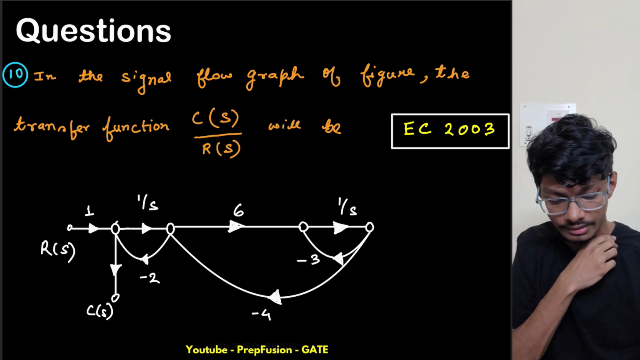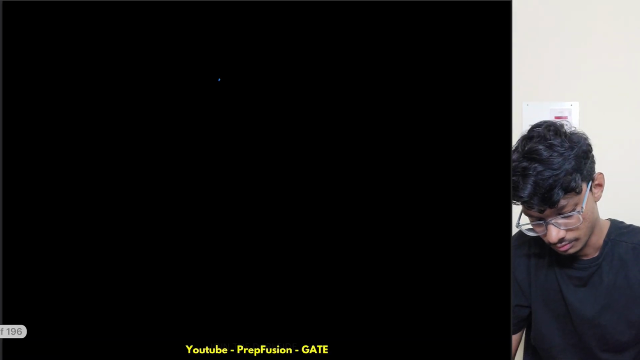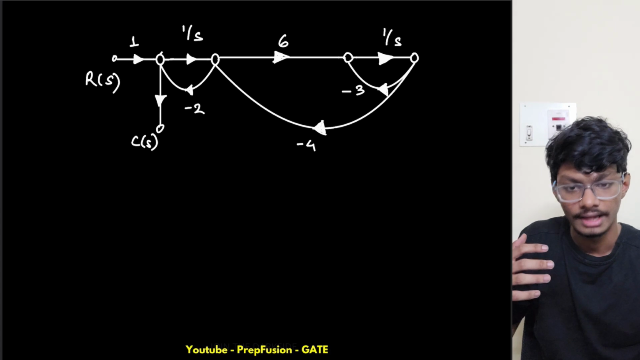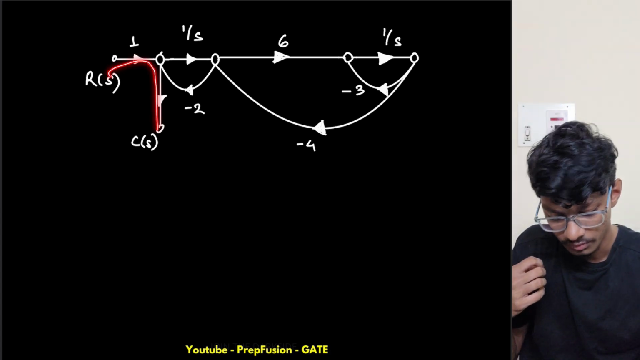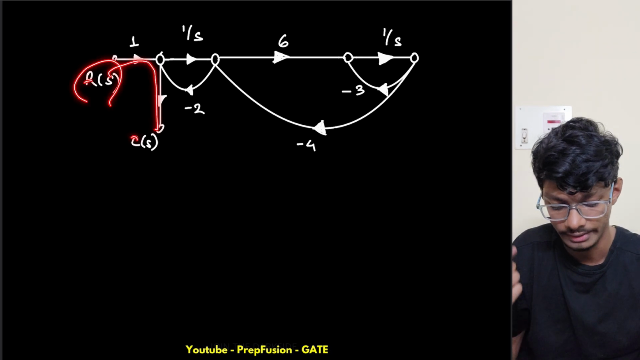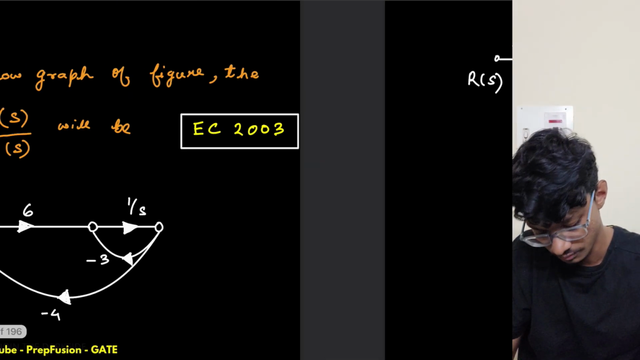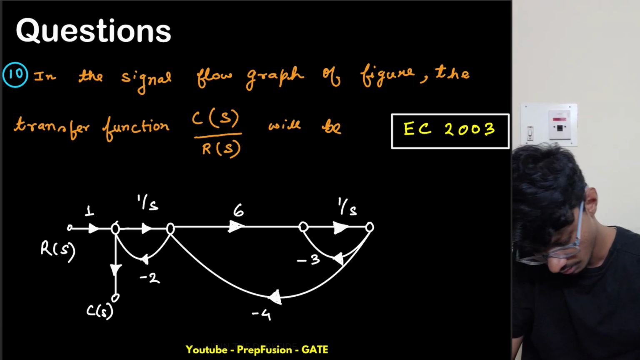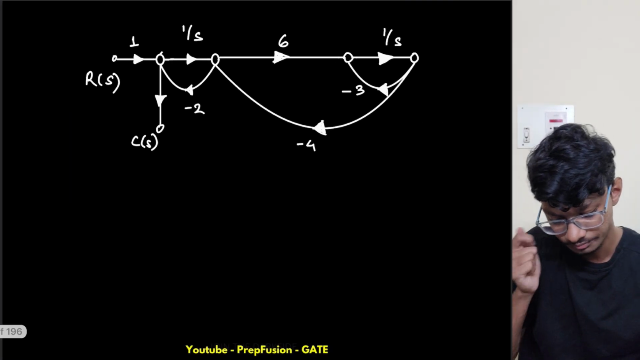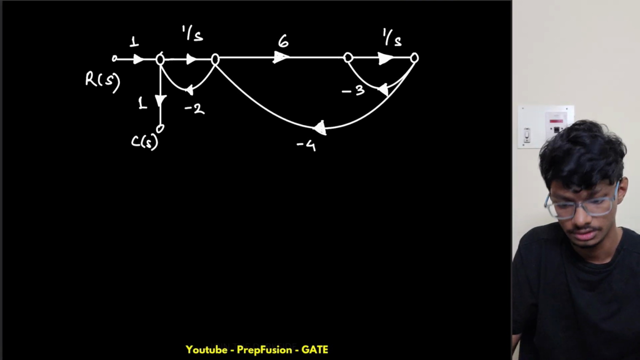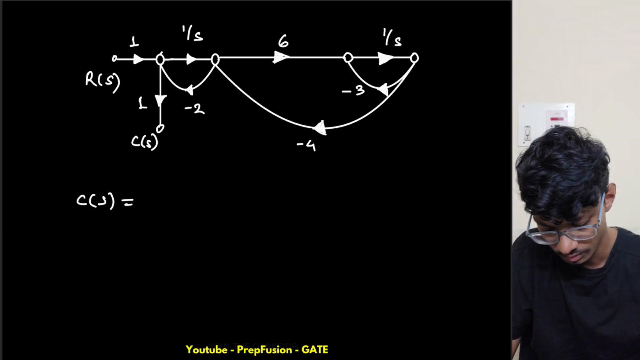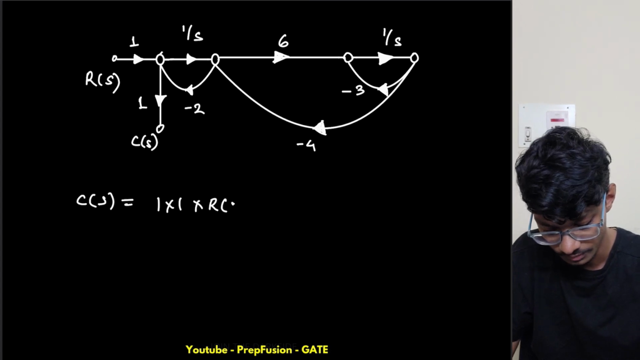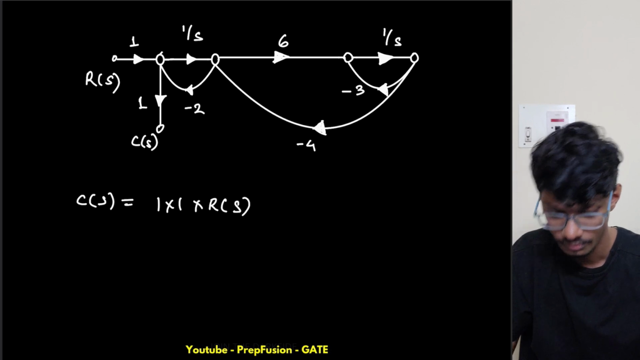And this is a GATE EC question, right? I copy this. Now what I can observe here is that we have one simple forward path from this R to C. So R times 1 times 1. Oh, this is actually 1 also. Okay, forgot to write 1 over here. This is also 1. R times 1 will be simply equal to C, right? So you can say that C of S will be simply equal to 1 times 1 times R of S. So our question is simply over, right?